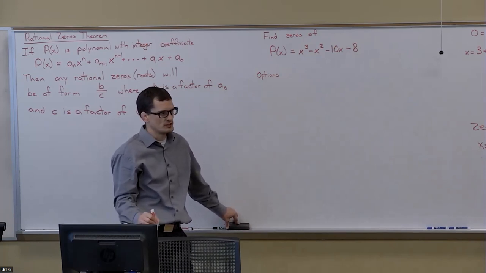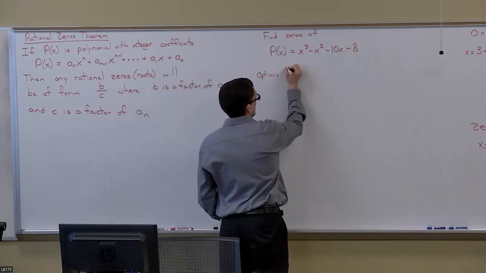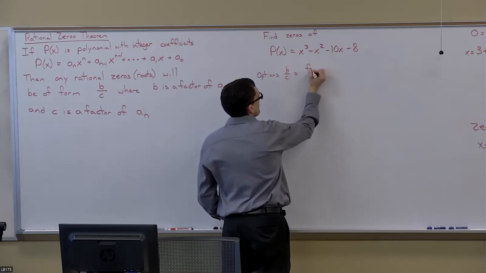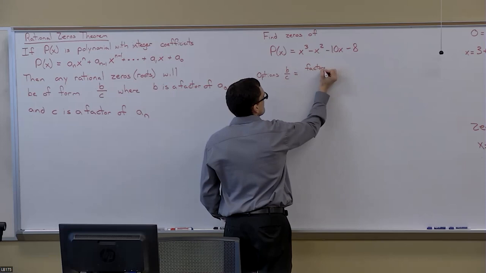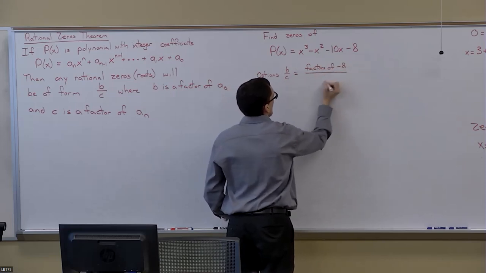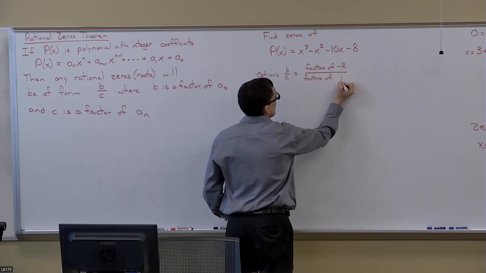So here are my options. All of my options are going to be factors of -8 divided by factors of 1.